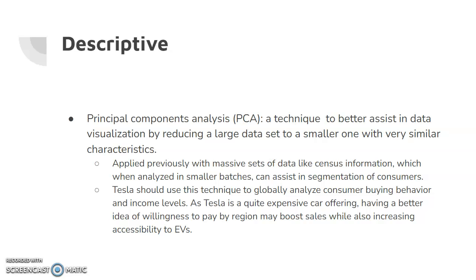So with Tesla, they could use this technique to globally analyze consumer buying behavior and income levels. As Tesla is a quite expensive car offering, having a better idea of willingness to pay by region may boost sales while also increasing the accessibility to EVs. So if there are levels or regions with a very high concentration of income and wealth and a lot of interest in EVs, there should be more charging stations there and more dealerships there.